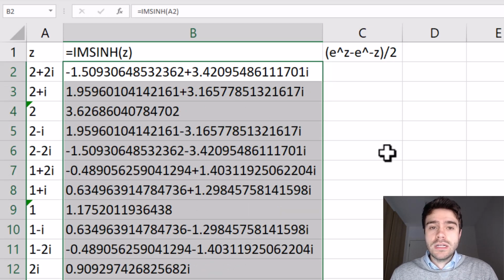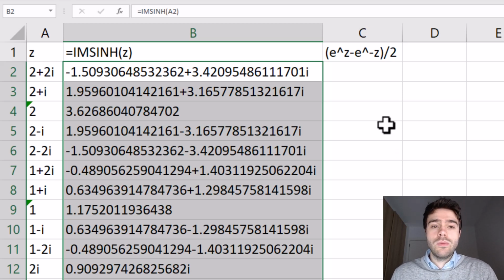Now, the hyperbolic sine is defined as e to the power of the number minus e to the power of the negative number, divided by 2, where e stands for Euler's number, which is 2.71828, etc. Now let's try to recreate the result we got by using the Excel function IMSINH using this formula.